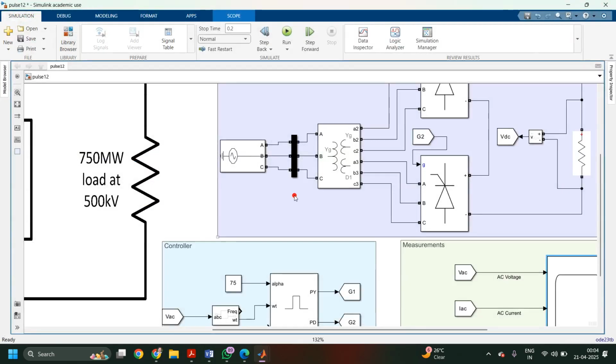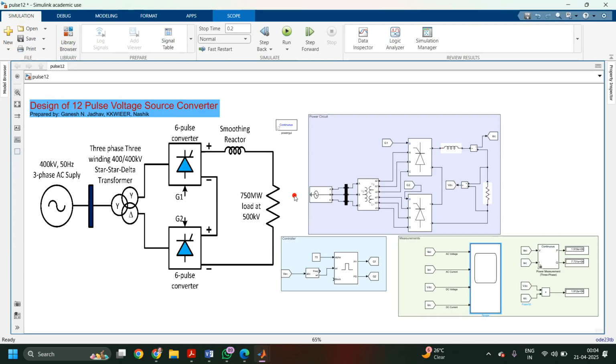So in this way you can go for the HVDC simulation, adding the inverting station on that side. You can go for HVDC simulations also. Hope you like this video. In this video I have explained how to construct the 12 pulse HVDC converter, its controller circuit and its measurement circuits. So you can note down the power at the various stages here.